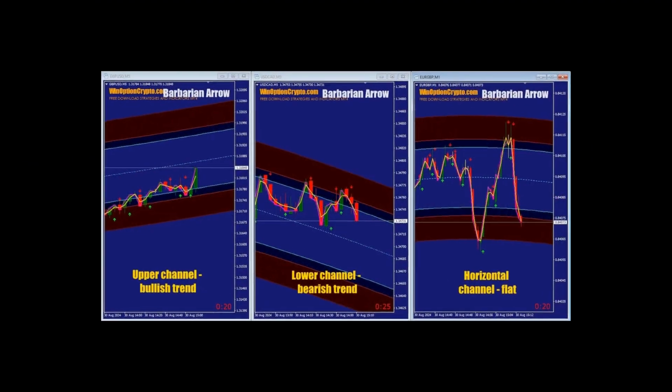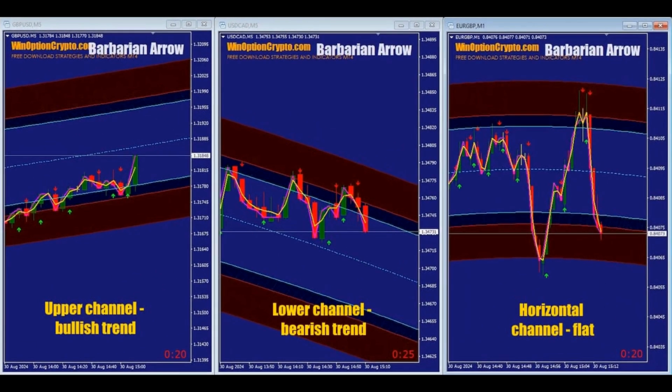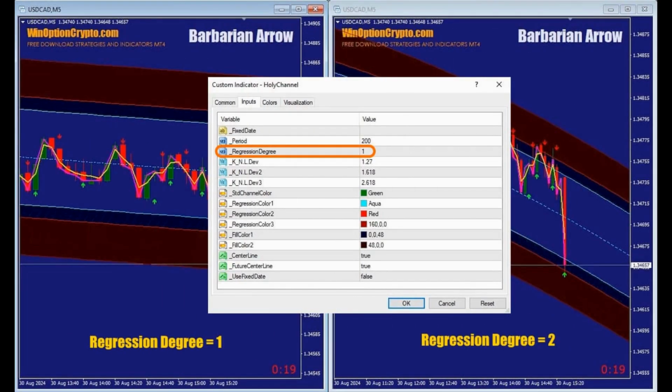Barbarian Arrow consists of 3 custom indicators and 2 moving averages. Its highlight is the regression channel calculated by the Holy Channel indicator. With its help, it is very easy to determine what trend is on the market, bullish, bearish, or flat. In our experience, the most sensitive parameter of the regression channel is regression degree. Its slope depends on its value. The higher this value, the more flexible the channel becomes.